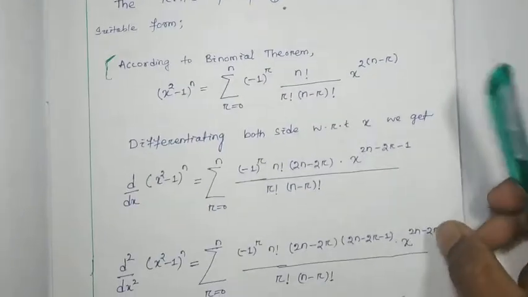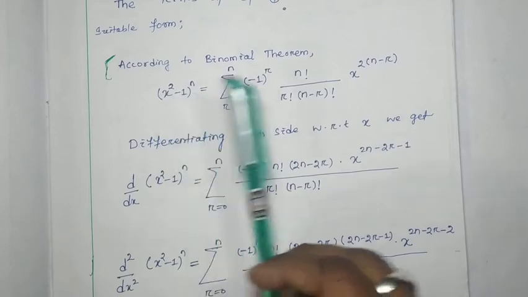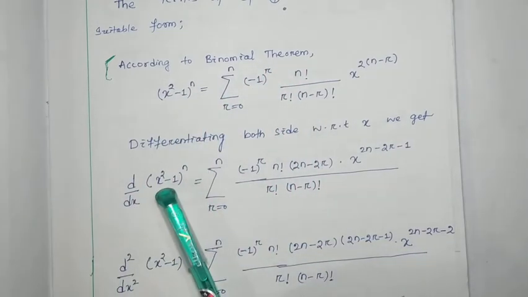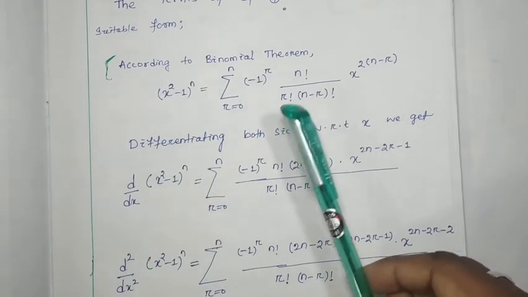Okay, now we have to differentiate this with respect to x. So d by dx of x square minus 1 to the power n will be equal to how much?